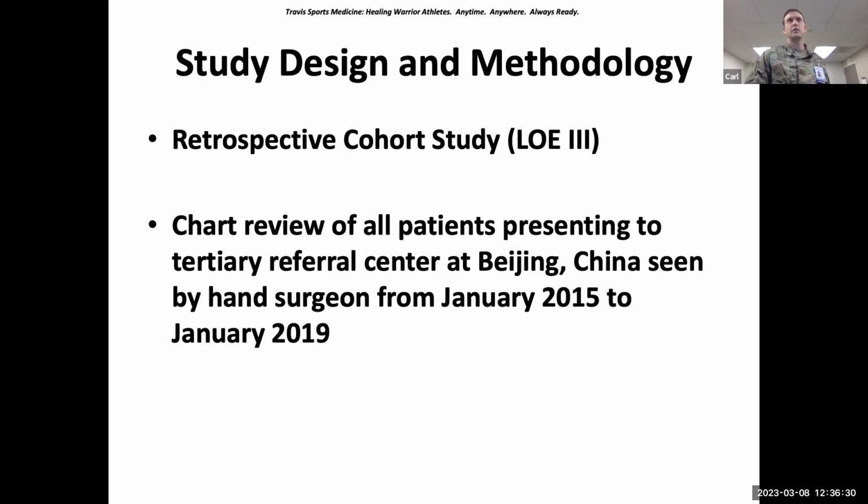Looking at the study design, the methodology, this was a retrospective cohort study. So strength of evidence is like the 3 there. And this was done doing a chart review of all patients presenting to a tertiary center in Beijing and seen by the hand surgery team there. They had a specific classification that they were scoring 2 to 4, based on experience and practice background from there.